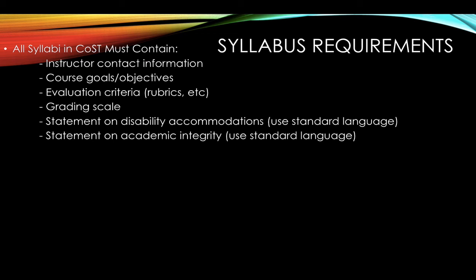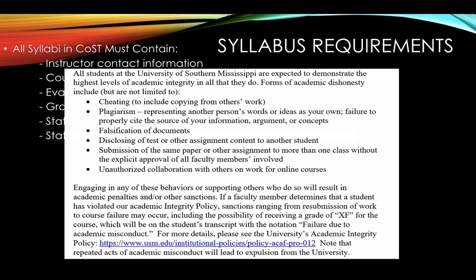There needs to be a statement on academic integrity, and again, I would use the standard language, and again, you can find this on the Provost website. But this academic integrity, very important that you read this as well. So this involves academic dishonesty, such as cheating, plagiarism, falsification of documents, disclosure of testing materials, etc. Students need to know how you feel about a number of these things.